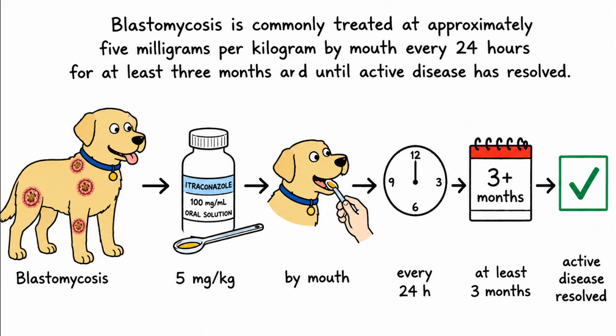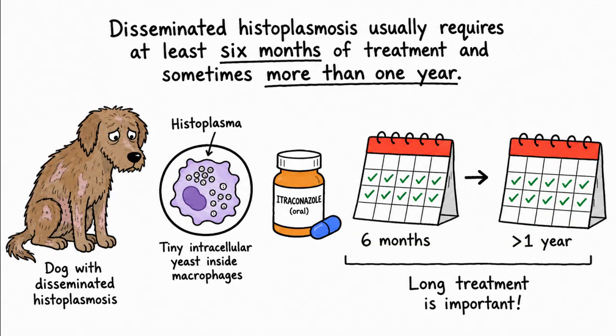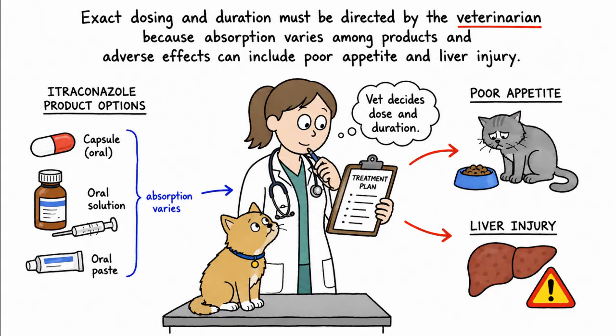Blastomycosis is commonly treated at approximately 5 mg per kilogram by mouth every 24 hours for at least 3 months and until active disease has resolved. Disseminated histoplasmosis usually requires at least 6 months of treatment, and sometimes more than 1 year. Exact dosing and duration must be directed by the veterinarian because absorption varies among products and adverse effects can include poor appetite and liver injury.